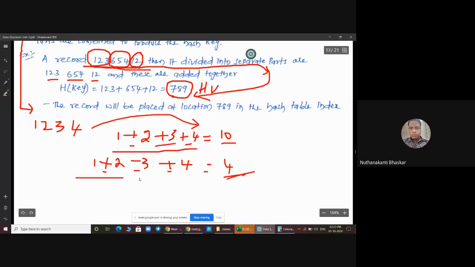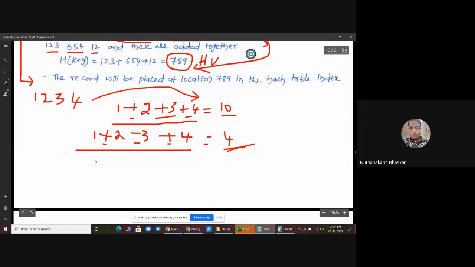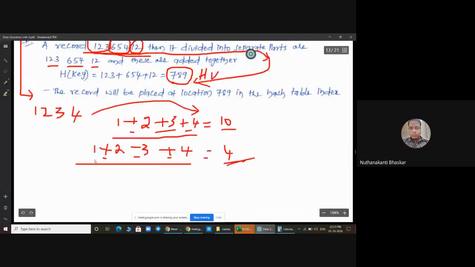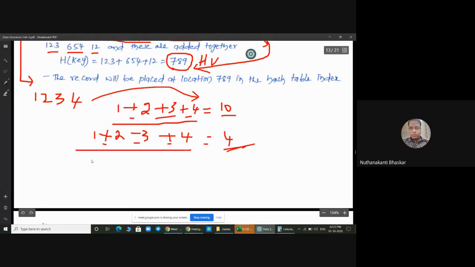Sir, why should we use only plus and minus? I want to use multiplication also. Yes, digit folding, you can use anything. But the same formula you must use for all the input data and all the functions. Don't change the formula. If you want to use a formula, you use that formula for your entire data structure. For example, first I want to use multiplication.